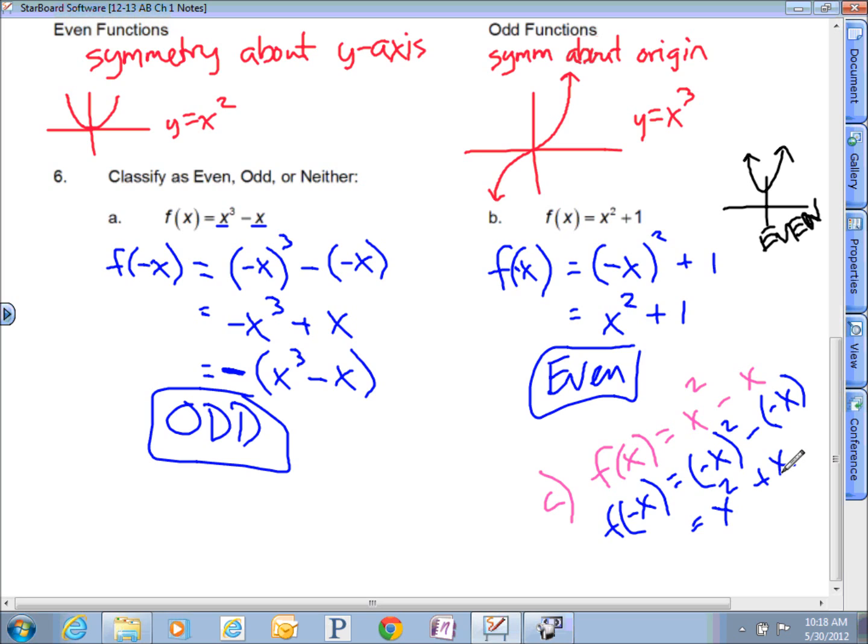Well, you'll notice the signs are kind of goofed up. You're comparing these two things. Are they exact opposites of each other in sign? No, because one term matches and one term doesn't match. Are they exactly the same as the original function? No, this graph would be neither. And by the way, most graphs are going to turn out to be neither even nor odd.